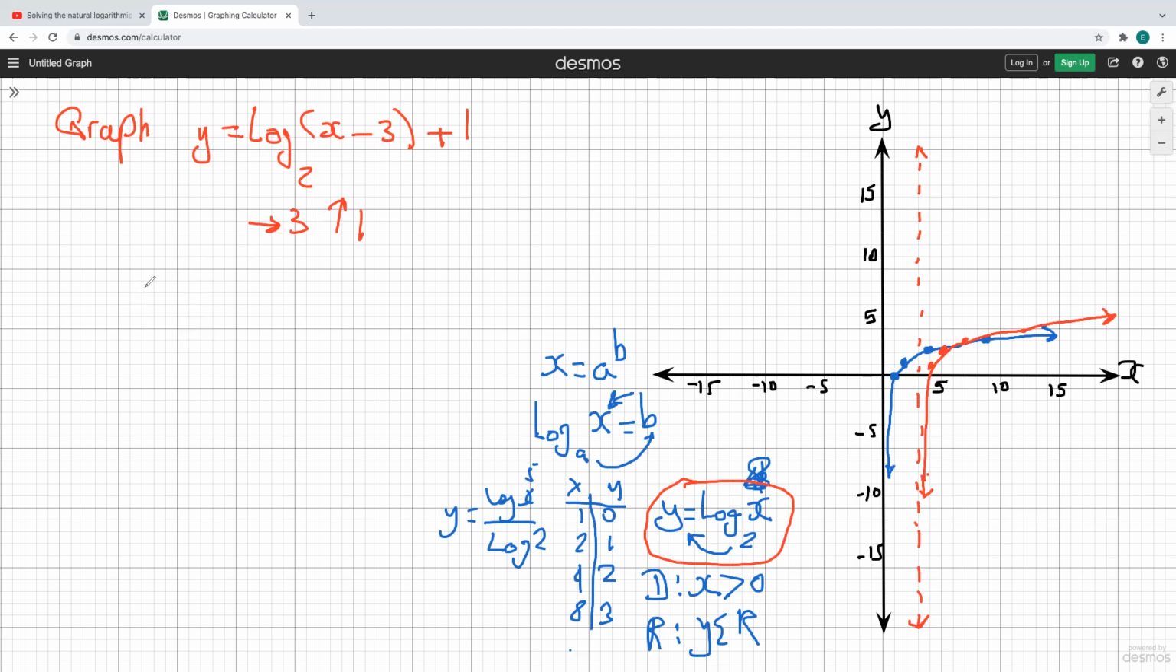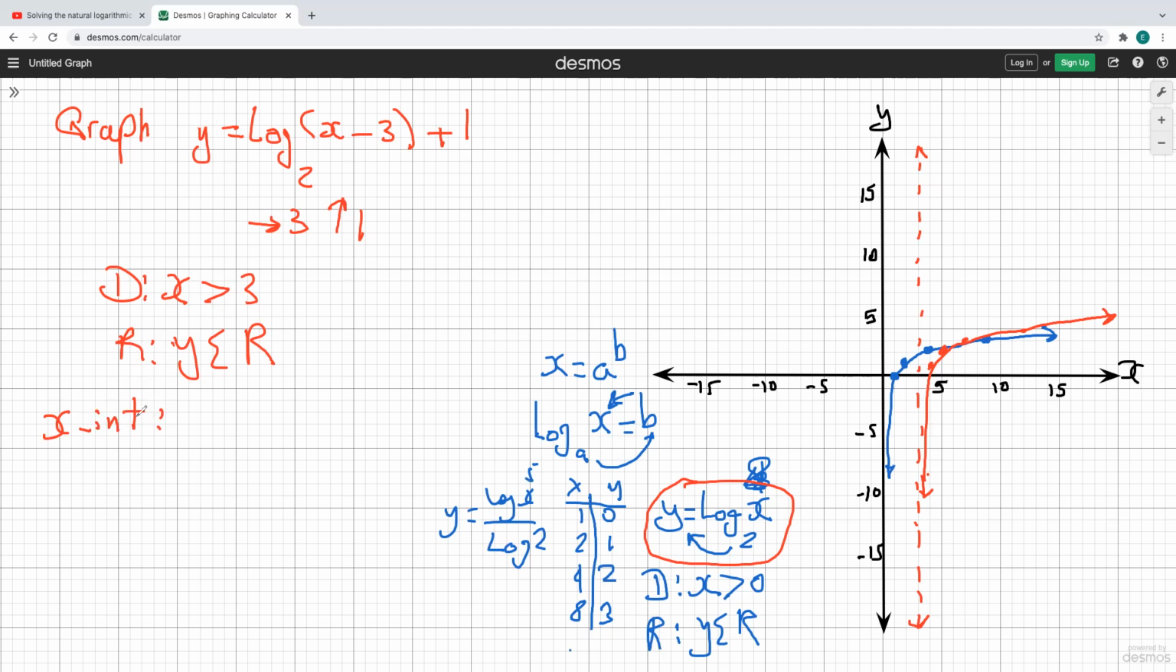So now here, if you want to tell what the domain is, the domain for this graph is x is greater than 3. The range is y is all real numbers for logarithmic graphs. Let's say they ask you to find the x-intercept for this one. Okay, so let's say we want to find the x-intercept.